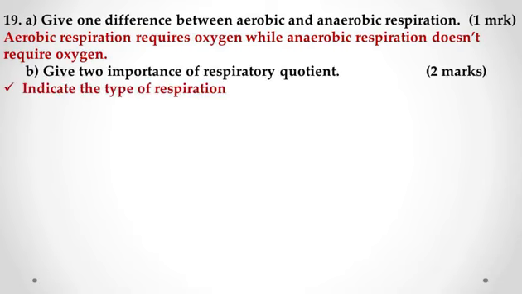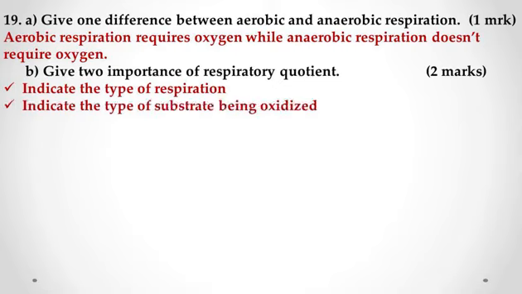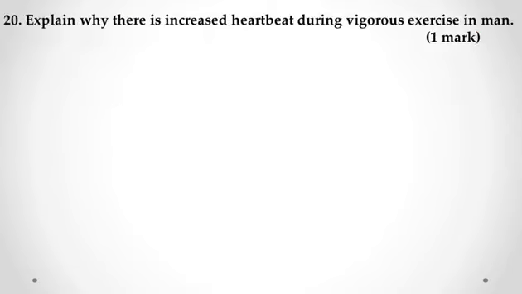Importance of respiratory quotient is that it indicates the type of respiration, and another significance of respiratory quotient is that it indicates the type of substrate being oxidized. Question 20. Explain why there is increased heartbeat during vigorous exercise in man. The reason for increased heartbeat is to get rid of excess carbon dioxide.